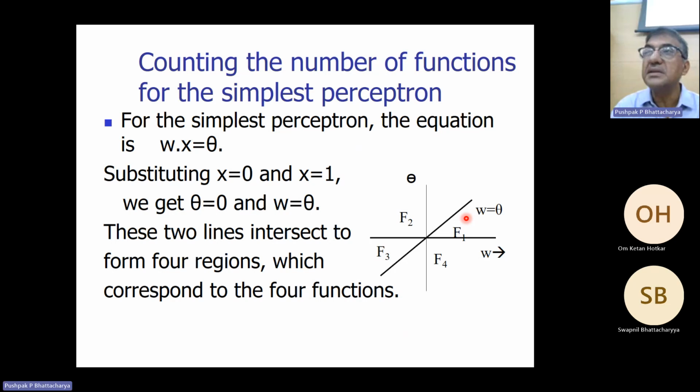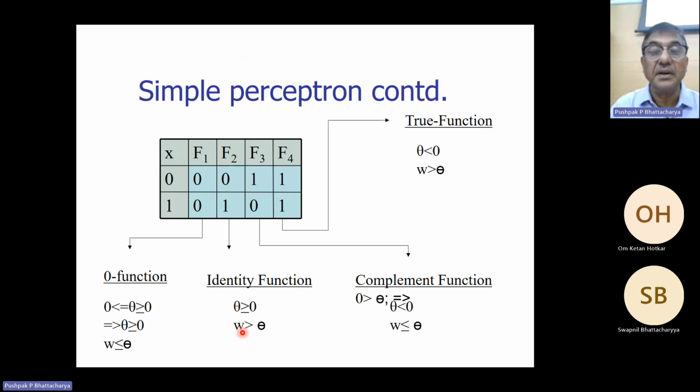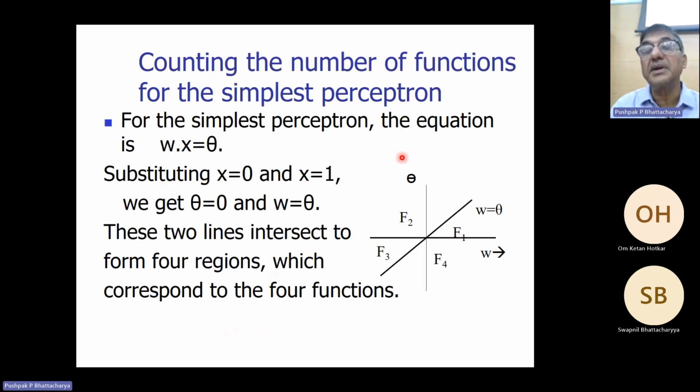Okay, so this explains why the regions produced by the hyperplanes are important for the computing capability of the perceptron. Now let's see the other functions. Identity function requires theta to be greater than or equal to 0 and w to be greater than theta. Theta greater than or equal to 0 is the region above the x-axis. And w greater than theta is the set of points above this 45 degree line.